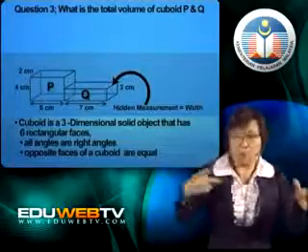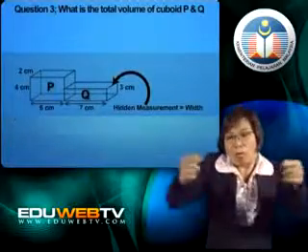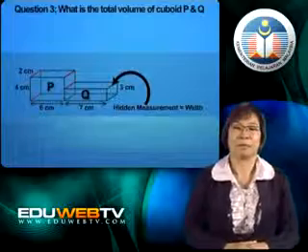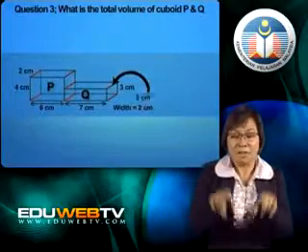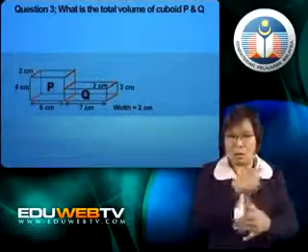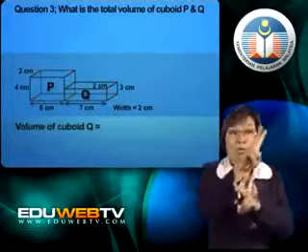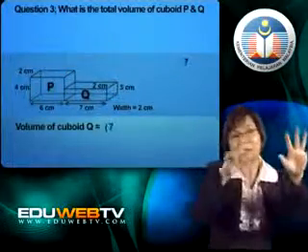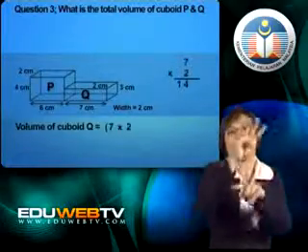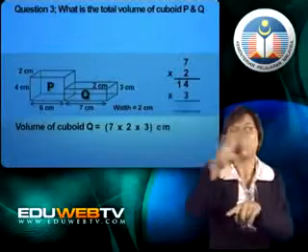As we know, P and Q are cuboids. Let's find the opposite faces of the cuboid in order to find the measurement. The equal faces are 2 centimeters. Now, we have all the measurements to find the volume of cuboid Q. So the volume of cuboid Q is equal to 7 centimeters multiplied by 2 centimeters equals 14. And 14 multiplied by 3 equals 42 centimeters cubed.